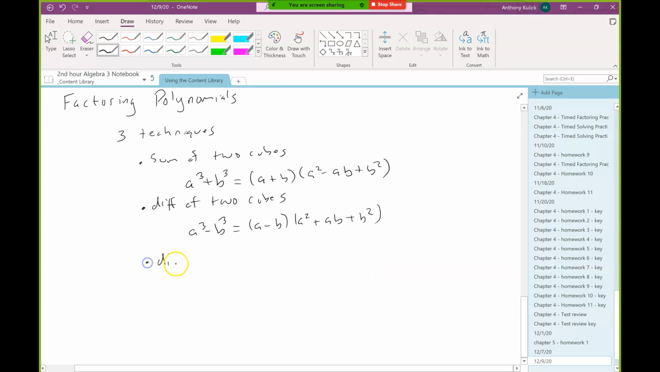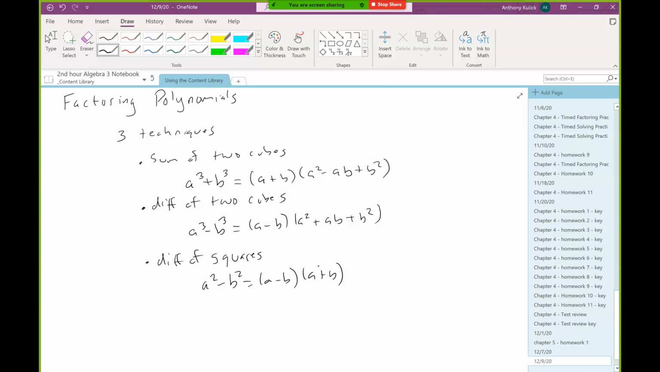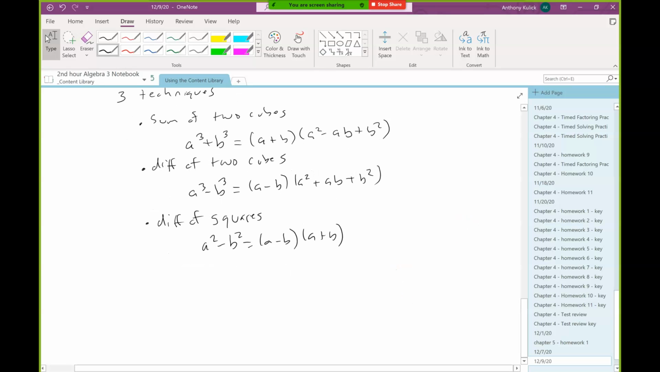And we'll talk about the difference of 2 squares, which we already mentioned in the previous chapter, but we'll apply this now to polynomials, so things that might have like x to the fourth or something in it instead of just x squareds. Okay. So let's do some examples.